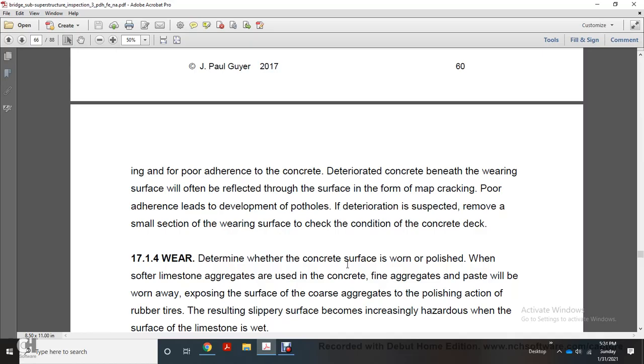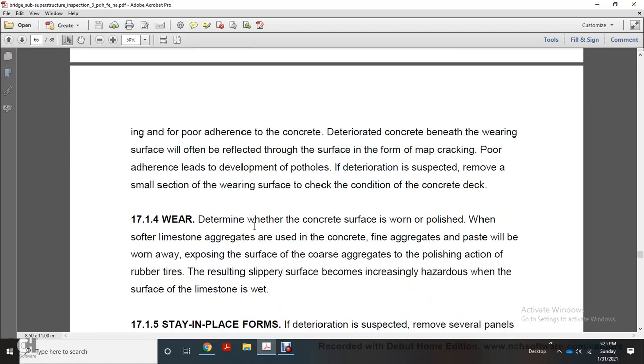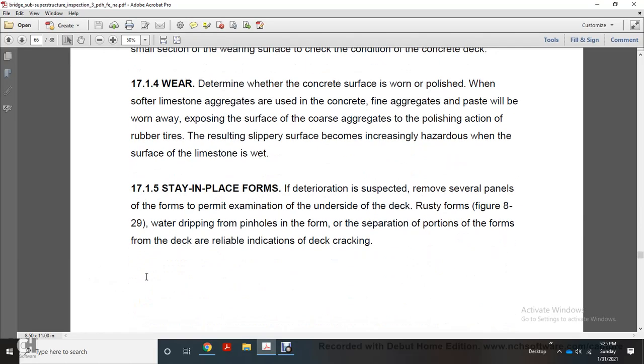Poor adherence of the wearing surface to deteriorated concrete beneath will reflect the surface map cracking, and poor adherence leads to the development of potholes. With deterioration inspected, remove a small section of the wearing surface and check the condition of the concrete deck. Determine whether the concrete surface is worn or polished. Where softer limestone aggregates are used, the fine aggregates and cement paste will wear, exposing the surfaces of the coarse aggregate. The polishing action of rubber tires results in a slippery surface that becomes increasingly hazardous when the surface of the limestone is wet.